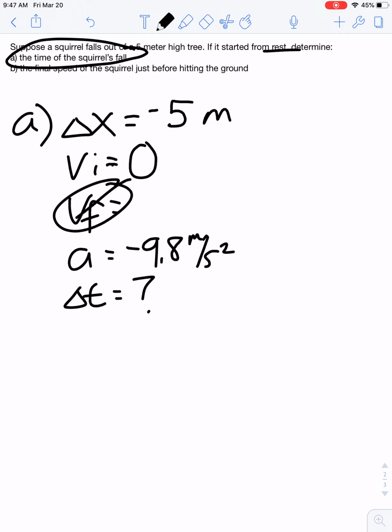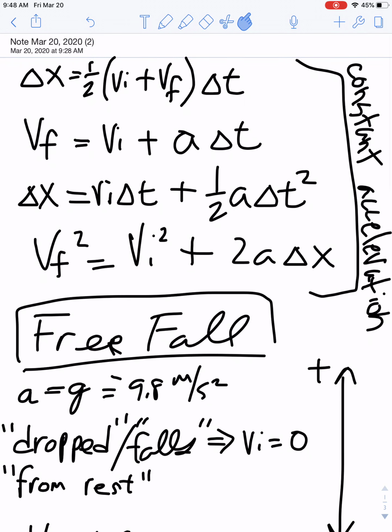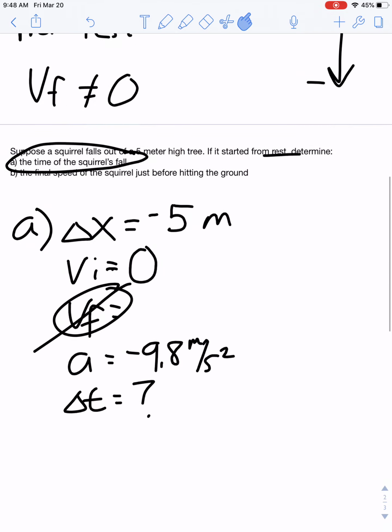So for part A, I'm going to solve this by looking for the equation that does not have final velocity, because whichever equation does not have final velocity will relate the other 4 variables that I need. So I'm going to look up here for an equation without VF. Equation 1, VF. Equation 2, VF. Equation 3, sweet, no VF in equation 3, so I'm going to choose equation 3 for this problem. So we're going to go down here.